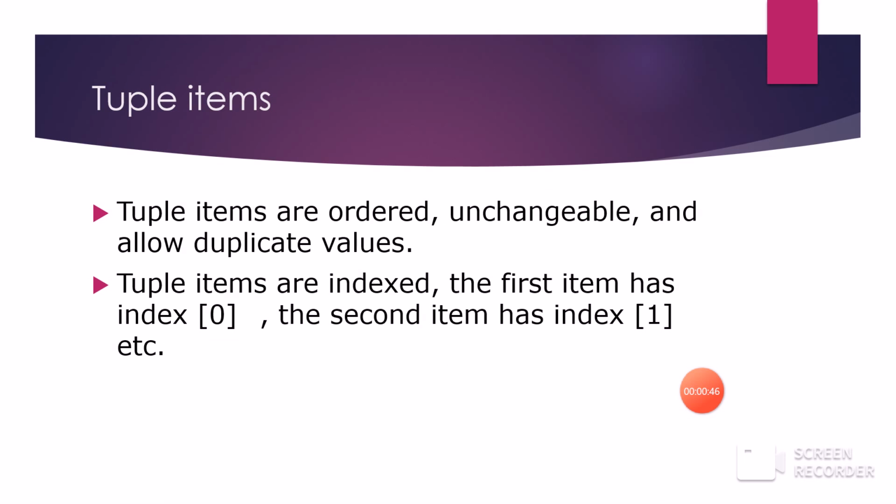Now, tuple items. The things which are inside the tuples are called tuple items. Tuple items are ordered and unchangeable, but can allow duplicate values. Tuple items are indexed. The first item starts from index 0, and the second item has index 1, and the third item will have index 2, etc.